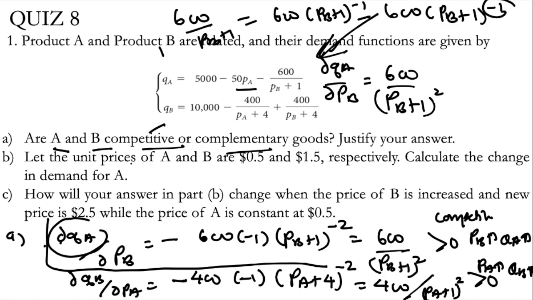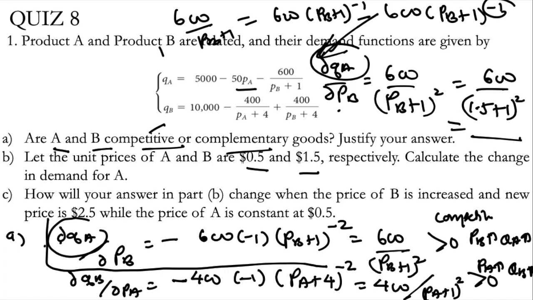It says let the unit prices of A and B be 0.5 and 1.5. What should we do? Calculate the change in demand for A due to the price of B, which is 600 over PB plus 1 squared. PB is what? 1.5. So 1.5 plus 1, and then square. And then you calculate what happens here. Where is PA? PA is not in the answer, so you don't have to insert 0.5.